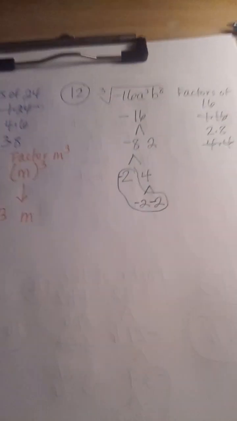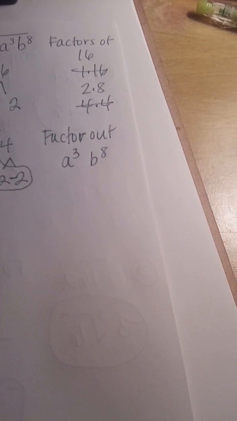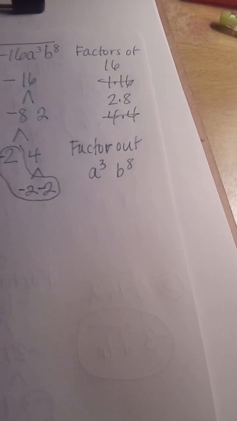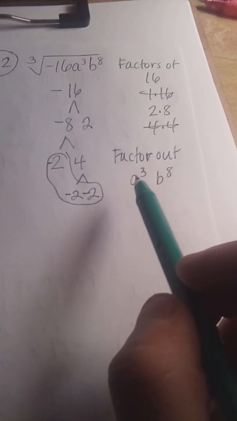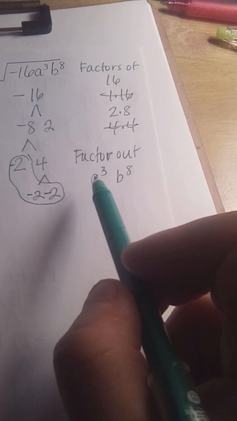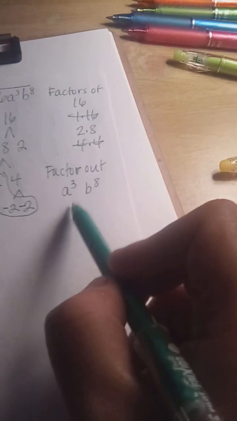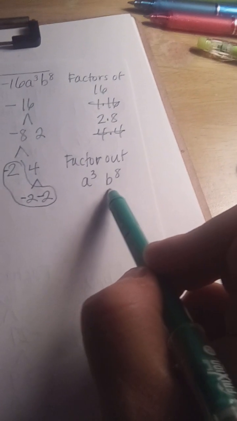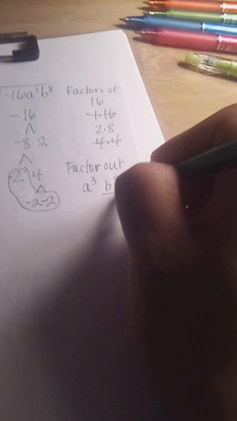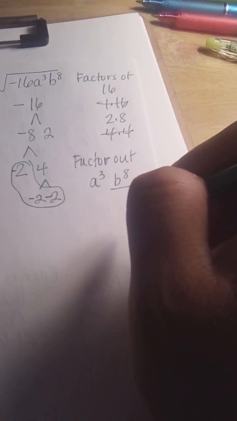All right. Then we need to factor out the a cubed and b to the 8th power. We're going to leave the a cubed alone for the time being. We're going to use the b to the 8th. So, what are the factors of b to the 8th power?